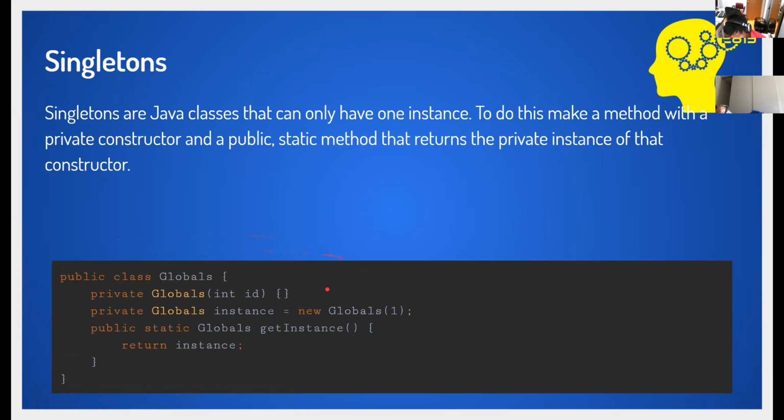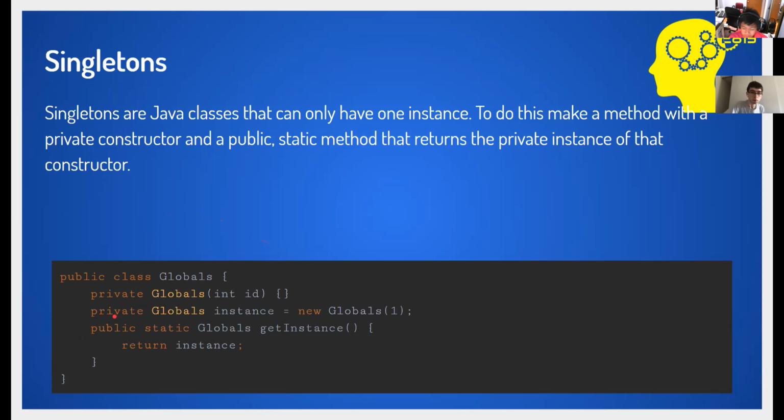And because it is private, that means the constructor cannot be called outside of this class, which means no class can ever create another instance of Globals. Only code within Globals can create an instance of it.